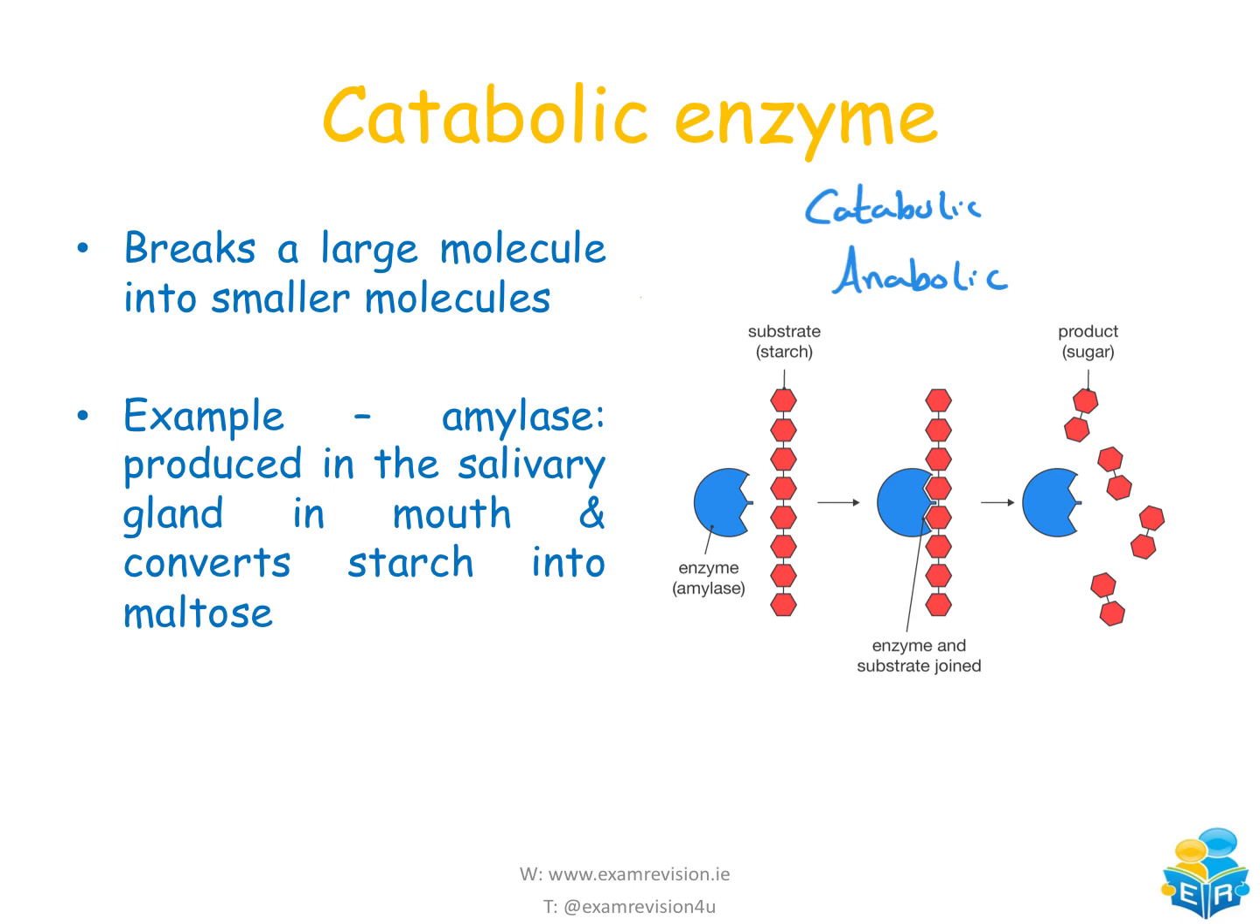It's produced in the salivary glands in your mouth. It's going to convert starch, or break the starch down, into maltose sugars, which are smaller molecules. And we can see that happening over here. We have our enzyme. We can see that the active site is actually nearly a perfect shape there. It's going to join to the substrate, form the enzyme substrate complex, and it's going to break down the starch, which is a complex molecule, into smaller ones, which is maltose. So that's a catabolic enzyme. It's a catabolic reaction. We're going from bigger molecules to smaller molecules.